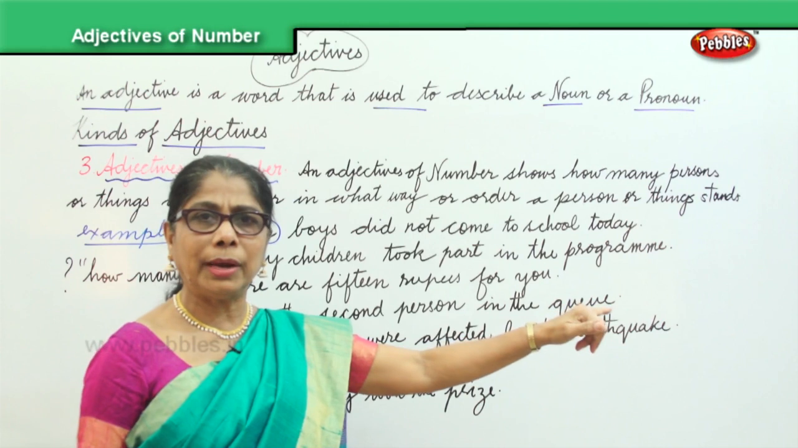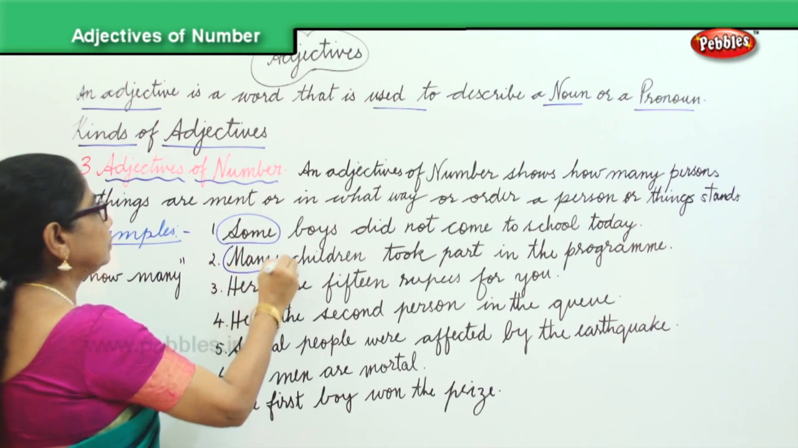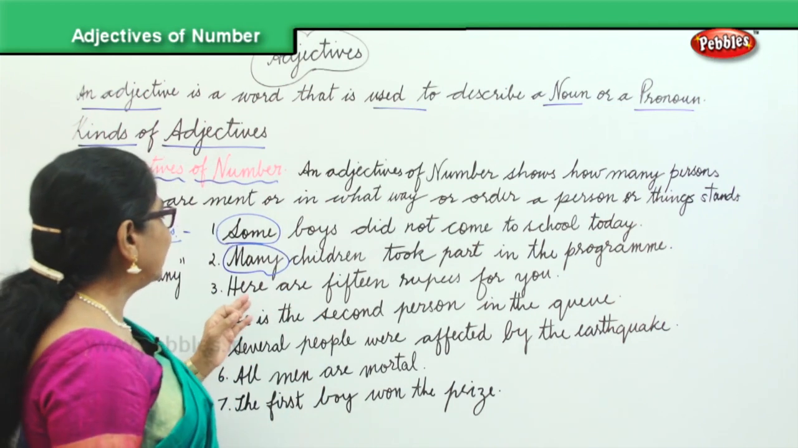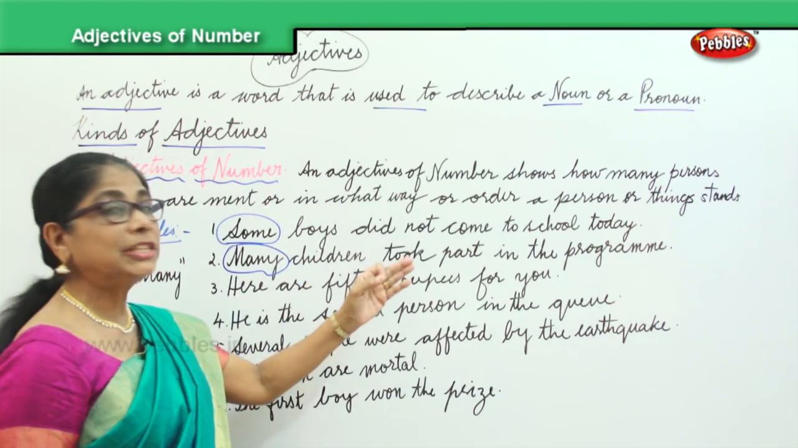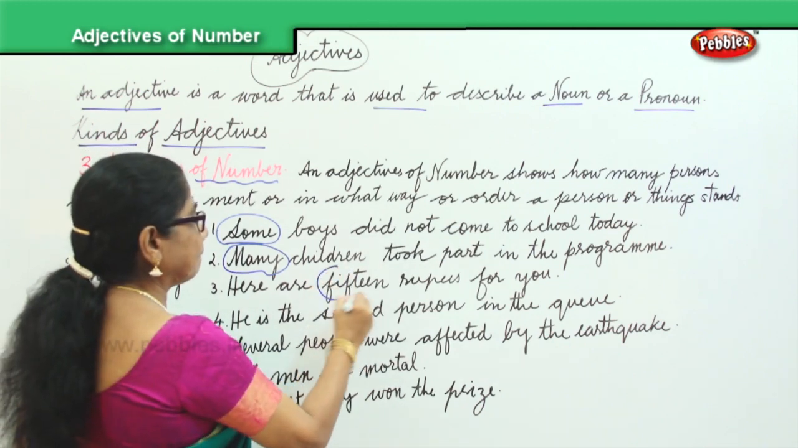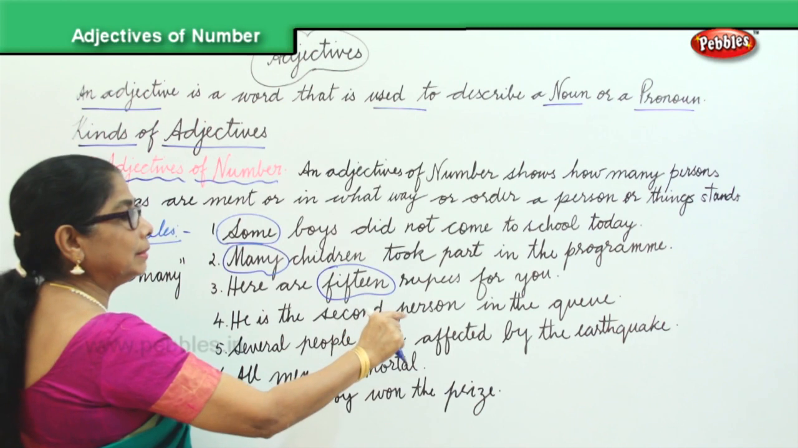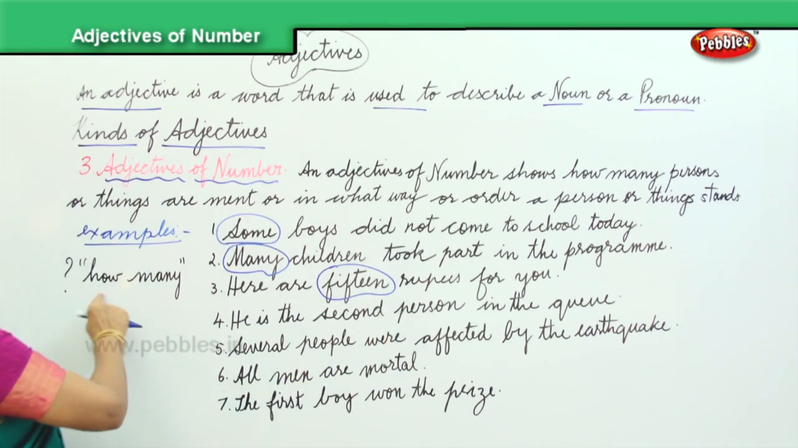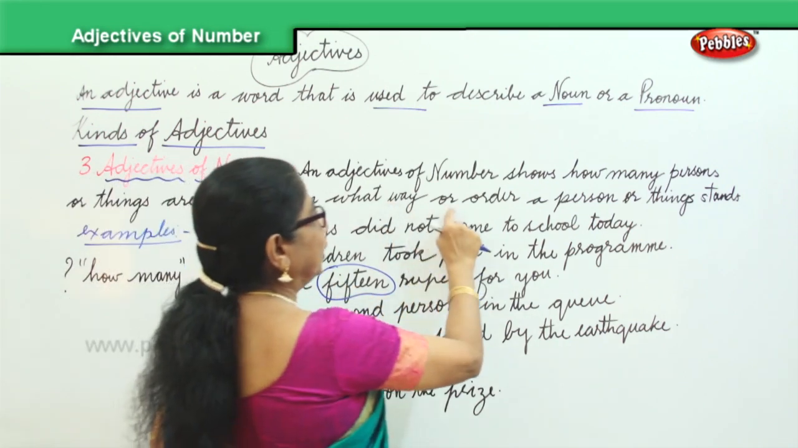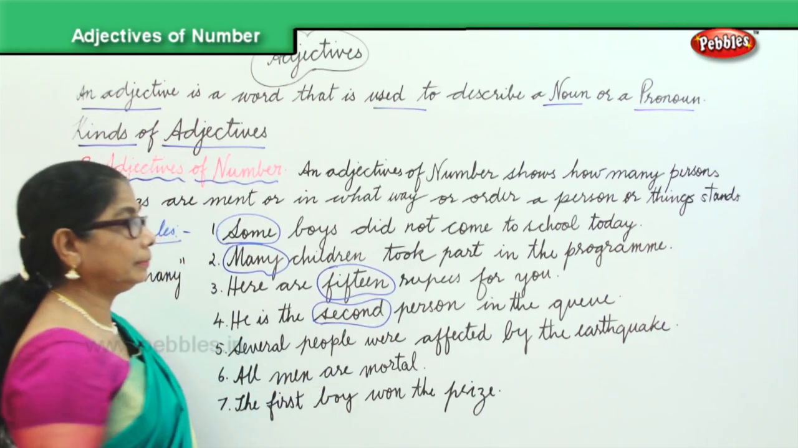Many children took part in the program. How many? Many children took part. Adjective of number. Here are 15 rupees for you. How many rupees? 15 rupees. He is the second person in the queue. Is the first, we are talking about order. What order? Second, not first, second person.